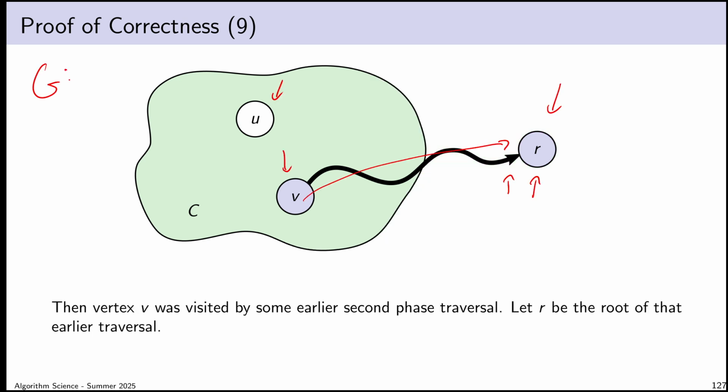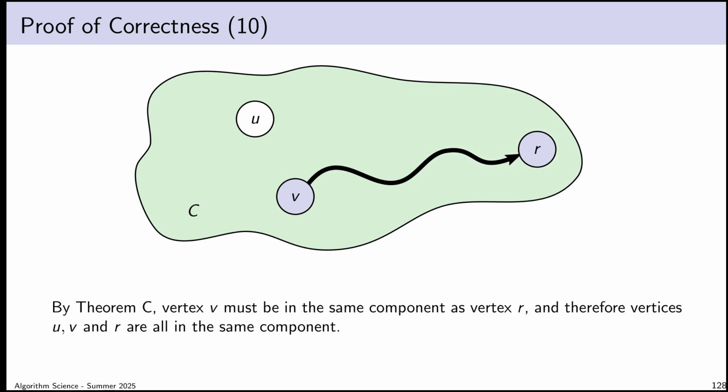Okay, so by theorem C, when I did a traversal rooted at vertex R earlier in phase 2, I reached vertex V. But remember that theorem C told me that everything I reach from this traversal must be in the same component as my starting point. So that means that vertex R and vertex V are in the same component as each other. Okay, fair enough. Let's see where that takes us.